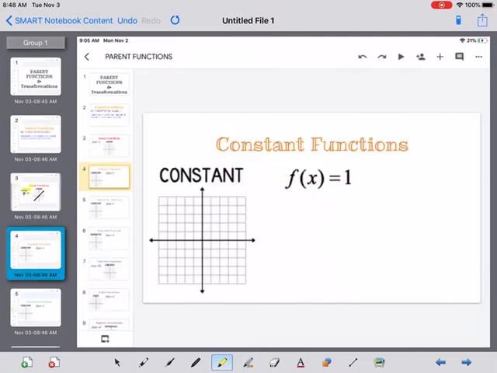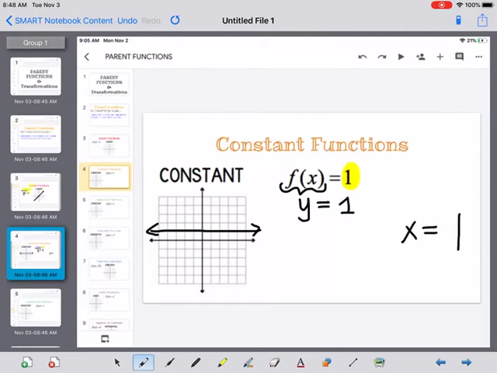Our second function is going to be constant, and a constant means a number without a variable. So it's just going to give you a number. Right now it's giving you y equals 1. So I'm going to go over here to 1, and I'm going to graph my line. Now, it may give you your x value. If it says x equals, then you're going to have a vertical line instead of a horizontal line, depending on what number that equation gives you.